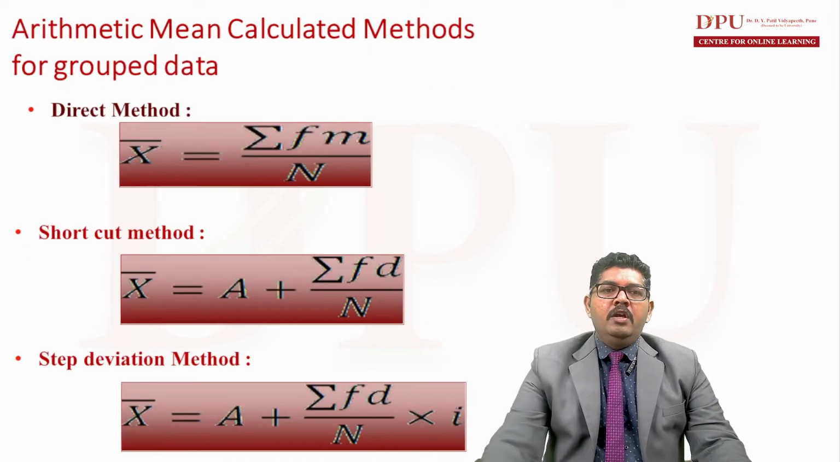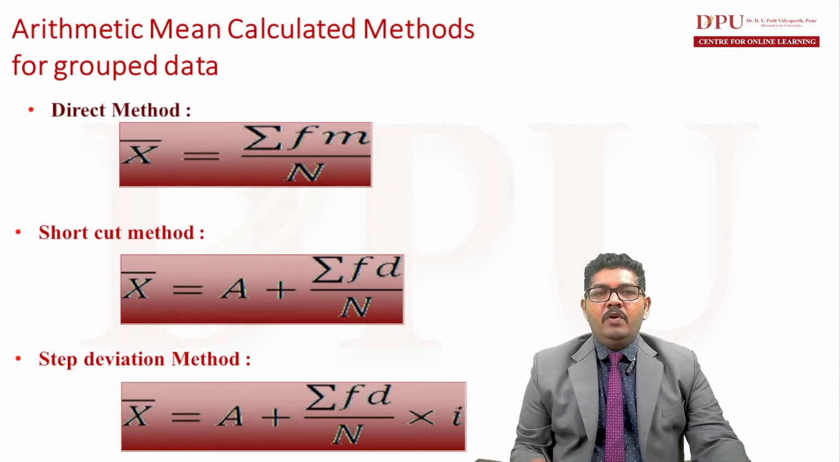Let us move ahead. So arithmetic mean calculated by direct method we have studied now. Now we are going to calculate the arithmetic mean for group data. So far we studied how to calculate arithmetic mean for ungrouped data by using shortcut method as well as normal method, and now we are going to study the arithmetic mean calculations for group data. So there are also various methods for group data: direct method, shortcut method and step deviation method.